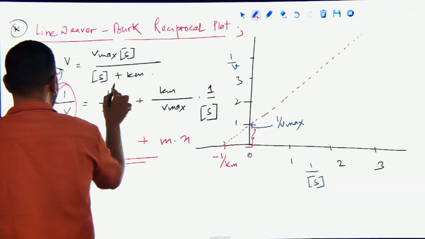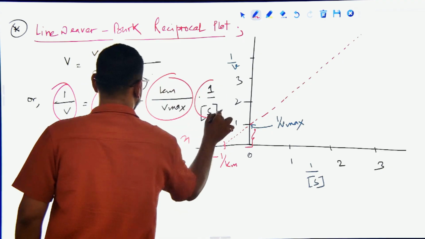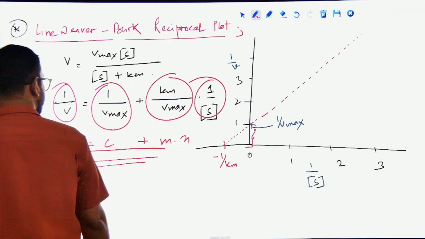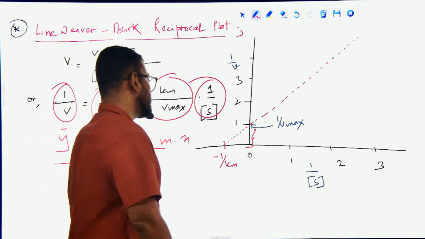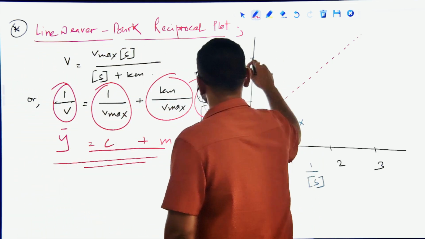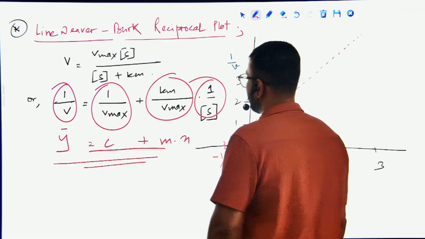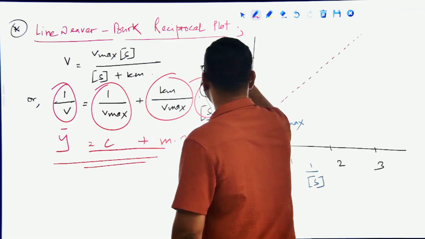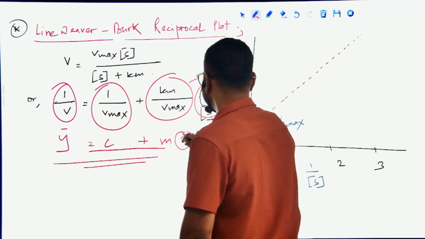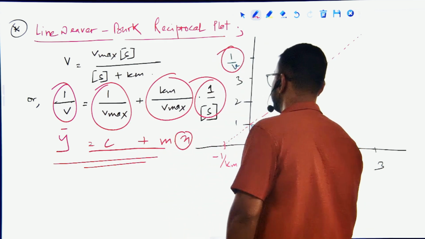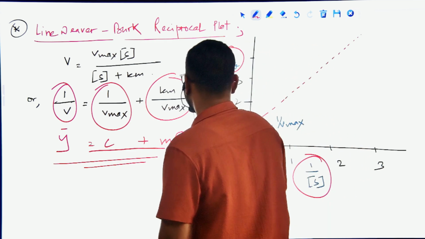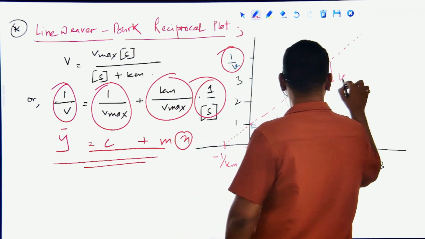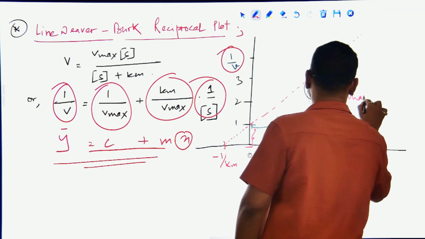So this 1 by V, 1 by Vmax and Km by Vmax into 1 by S, corresponds with our y equals mx plus c equation. If we plot it over the graph, then on the y-axis we have 1 by V, on the x-axis we have 1 by S, and m, that means slope, is Km by Vmax.